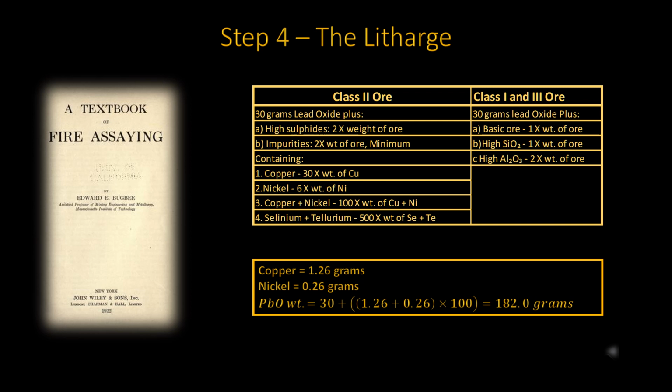The end result is to obtain a 28-gram button containing the precious metals. As shown in an earlier presentation, 30 grams of lead oxide is required to produce a 28-gram lead button. The rest of the lead oxide is used to fuse all the gangue material in the slag. The more gangue material, the more lead oxide will be required to oxidize the base metals. By following the charge table as shown here, 182 grams of lead oxide will be required for the charge.